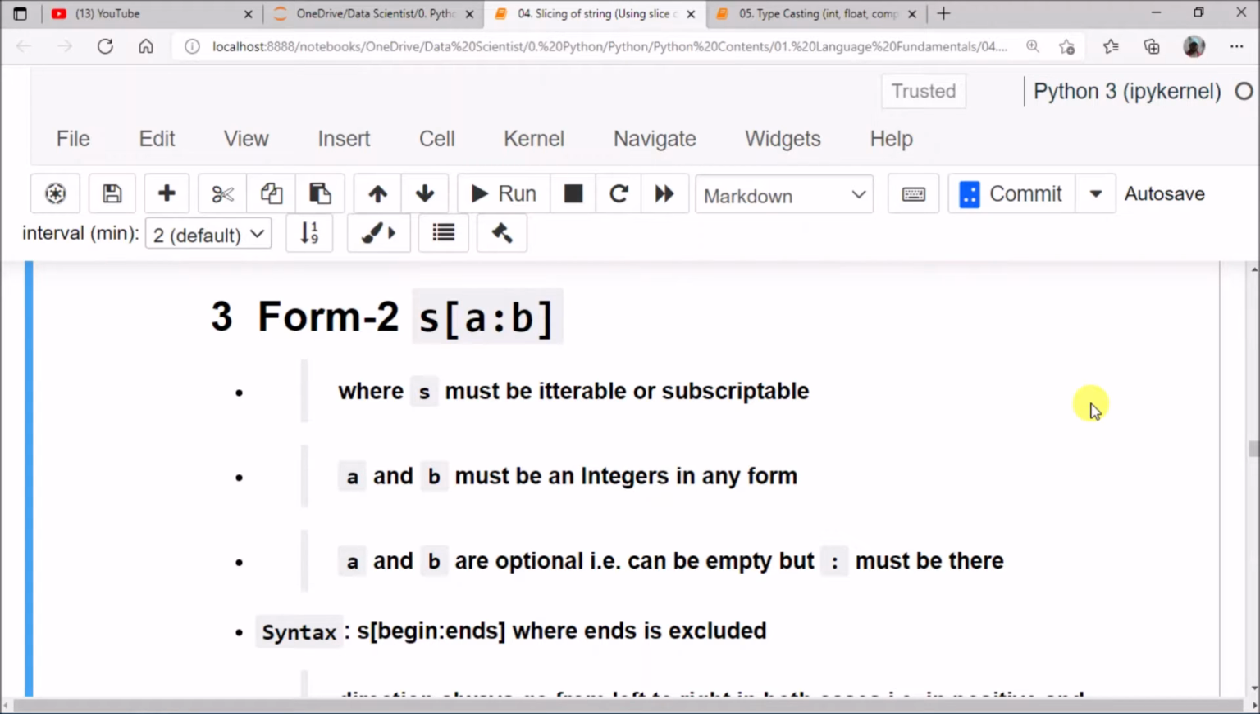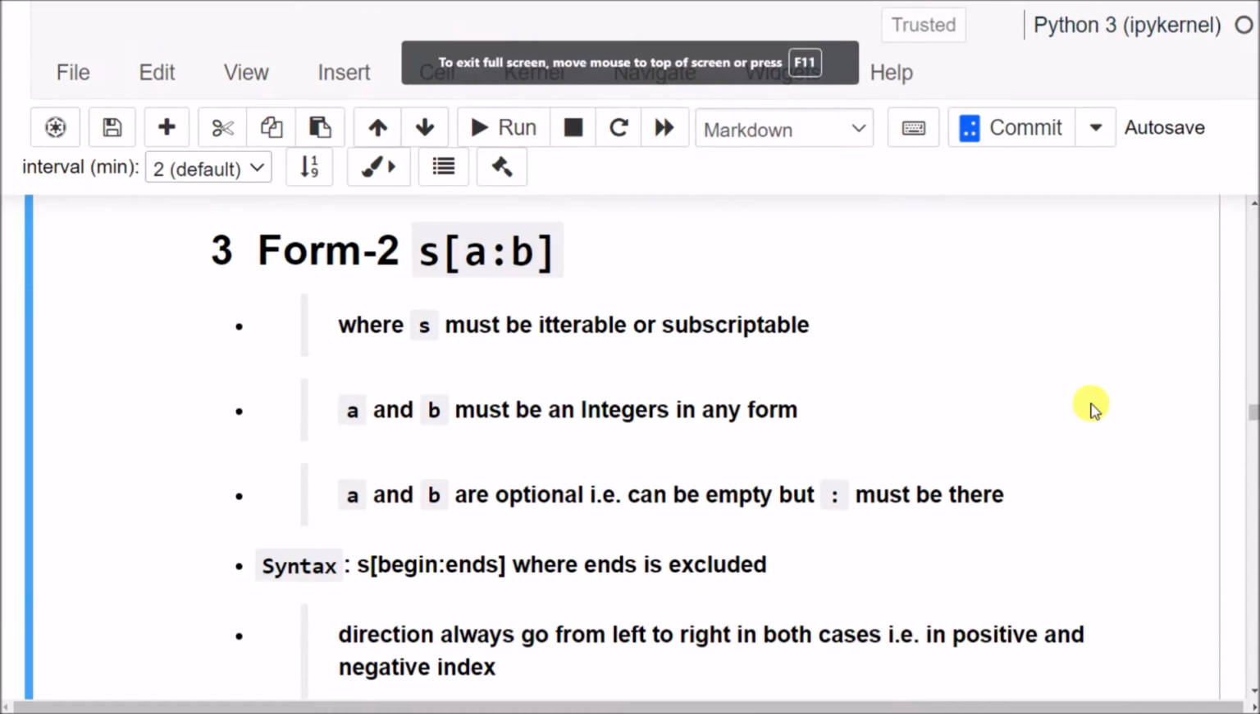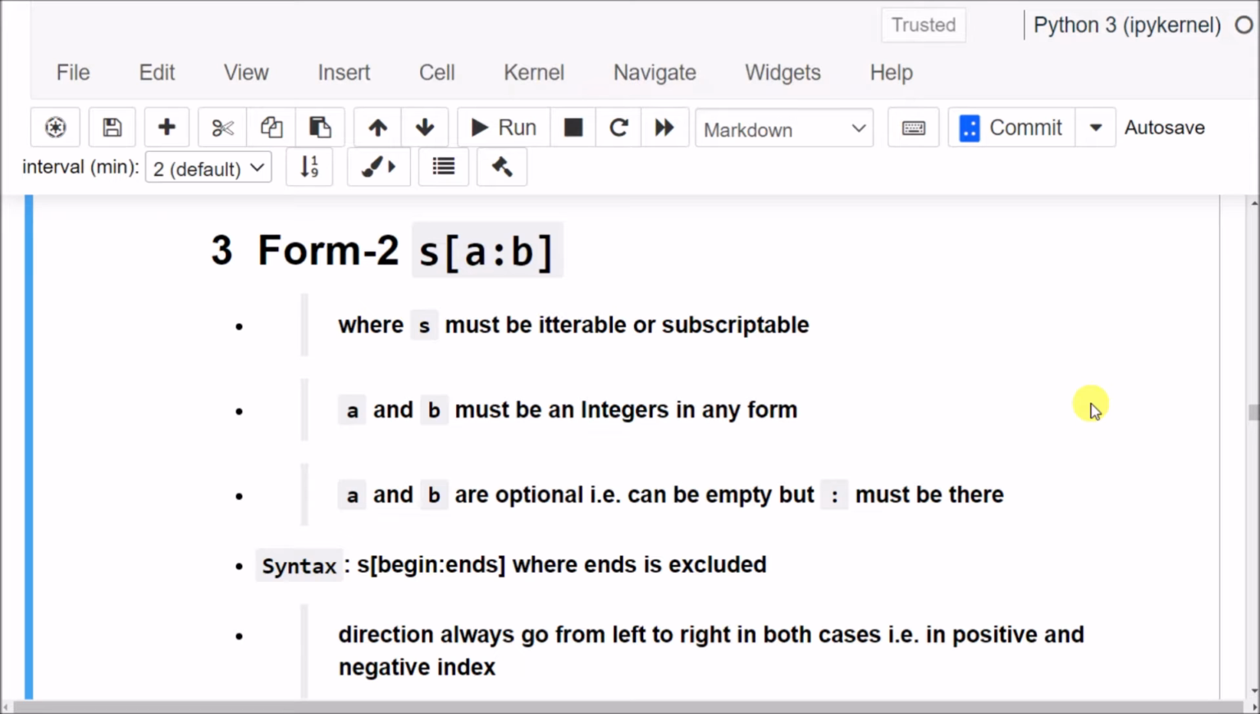So let's start. In the previous video, I explained form 1, which is the S and A form. In this video, we'll discuss form 2, that is, if you put two indexes, like A is showing one index and B is showing another index, then how the slice operator treats them. If you didn't watch the previous video, just click on the I button and first watch that video, then it will be very easy for you to understand this second form.